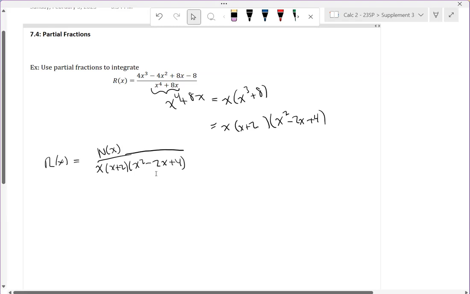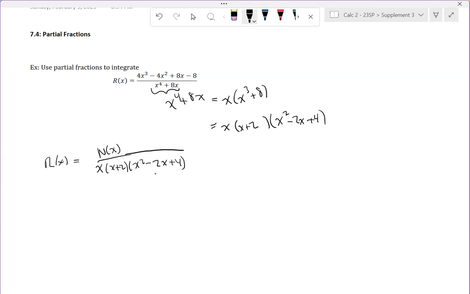Okay, and as an aside, can I factor this anymore? Just as a review, no, this is prime. We can see that by the discriminant, for instance. b squared is 4 minus 4ac, so 4 minus 16 is negative. We're going to get complex solutions to this quadratic equals 0. That indicates it can't be factored in the reals. So we're stuck with a quadratic here.